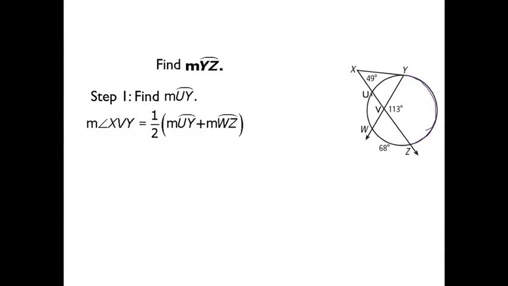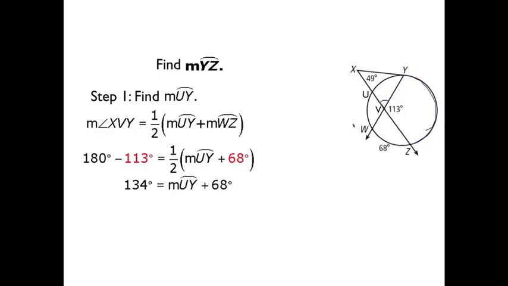So what I'm going to do is realize, first thing, that the measure of angle XVY, this angle right here, is going to just be 180 minus 113, because I have a straight line right here. So those two angles are supplementary. So I can find that angle fairly easily. And then I can use the fact that this vertex is inside the circle. And so I'm going to use my rule that the two intercepted arcs, arc UY and arc WZ, that this angle at V here, XVY, is going to be the average of those two arcs.